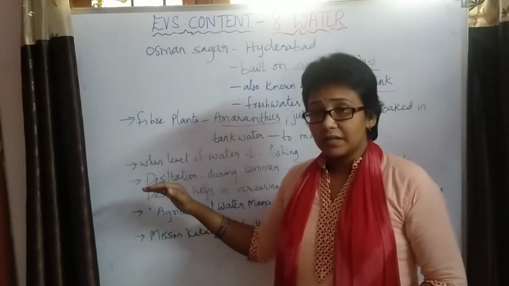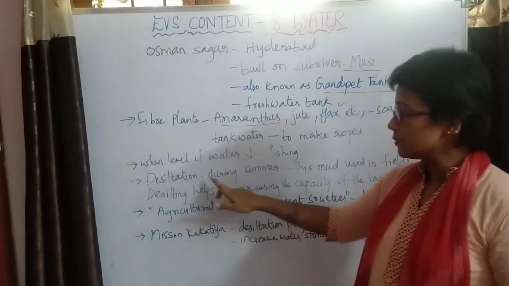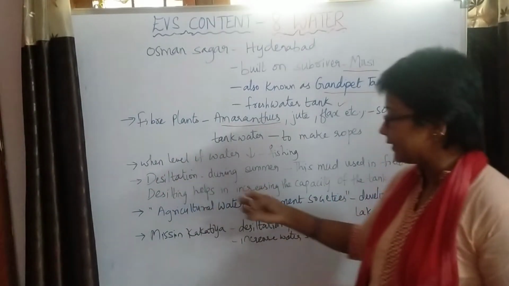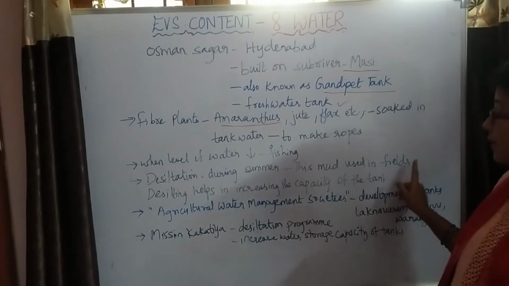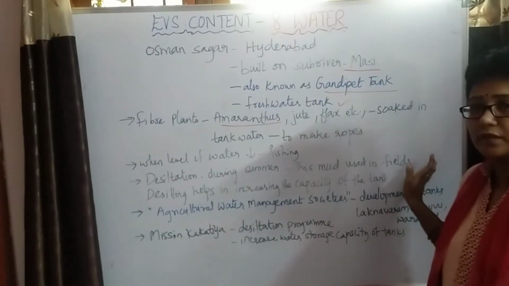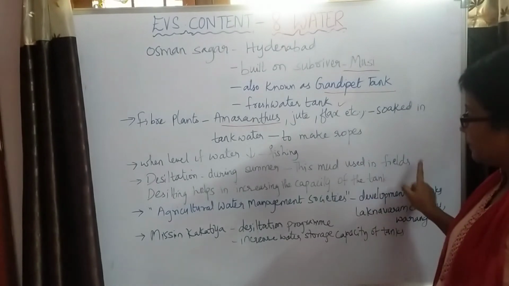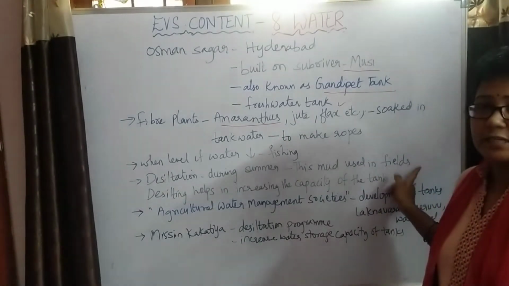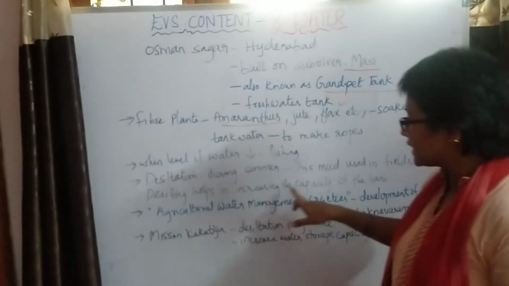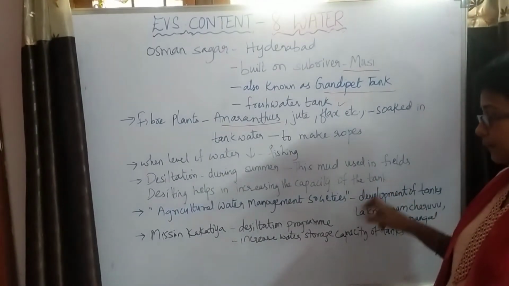The desiltation process is done during the summer season, and the mud which comes out through it is used in the fields because it increases the fertility of the soil. This desilting will help in increasing the capacity of the tank.